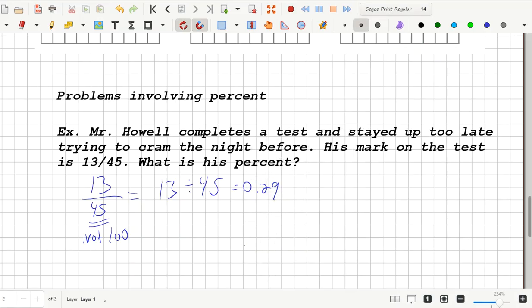Okay, and 0.29 as a percent, what I do to get a percent is I multiply that decimal by 100. So when I multiply by 100, I move the decimal place 2 places, and I end up with 29%, which is a fail. I failed this test because I stayed up too late. I was sick. I shouldn't have taken the test. Didn't know what I was doing.